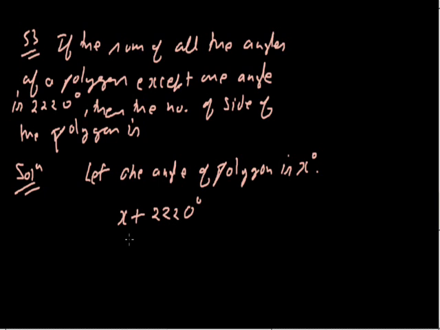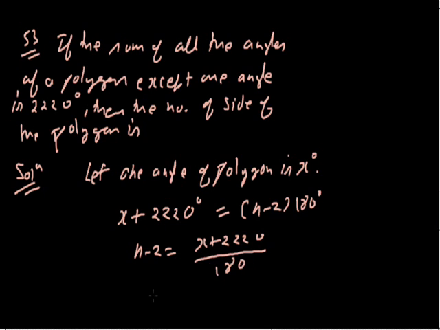So this represents the sum of the interior angles of a polygon, and we know that if the polygon has n sides, the sum of the interior angles is n minus 2 times 180 degrees. Now we solve this equation. So n minus 2 should be equal to x plus 2220 divided by 180. Now n is equal to x plus 2220 divided by 180 plus 2.